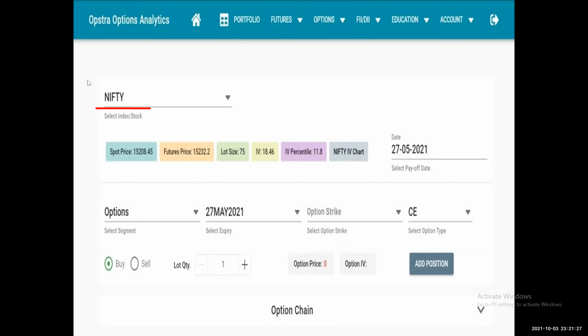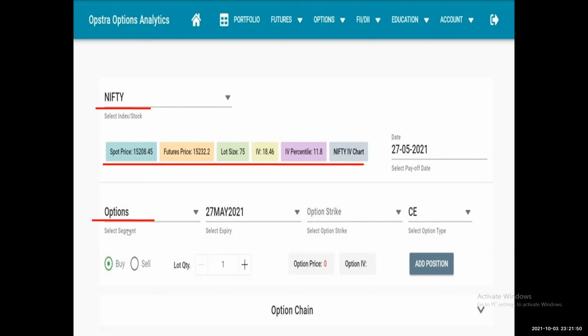The first thing here where Nifty is written, there is a drop down menu. You can look for Nifty, Bank Nifty, Fin Nifty, and all FNO stocks here. The second line is the spot price, the future price, the lot size, IV percentile, and the Nifty IV chart. The next is the date, which is given here.